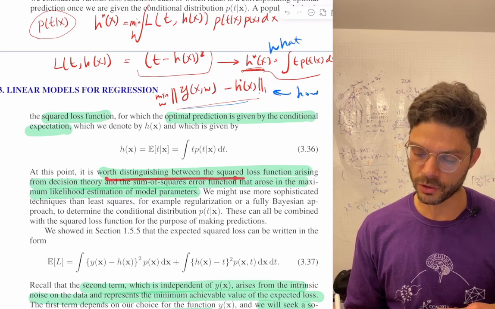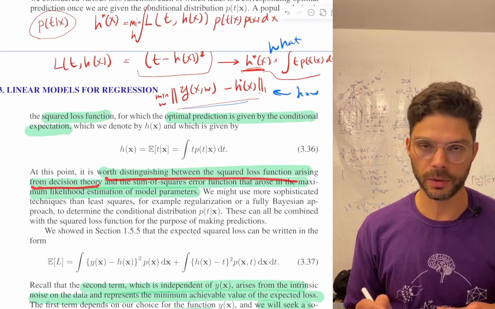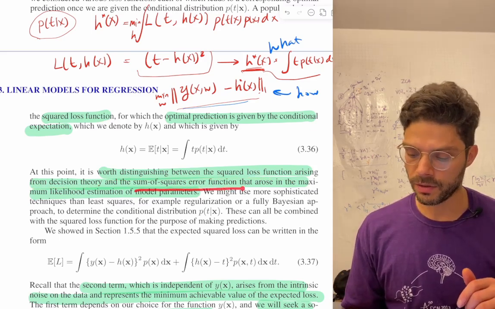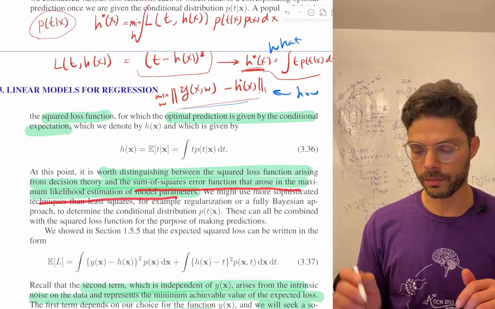But yes, it's certainly worth distinguishing between the squared loss function arising from decision theory, which has nothing to do with our weights or parameters, and the sum of squares error function that arose in maximum likelihood estimation of the model parameters.